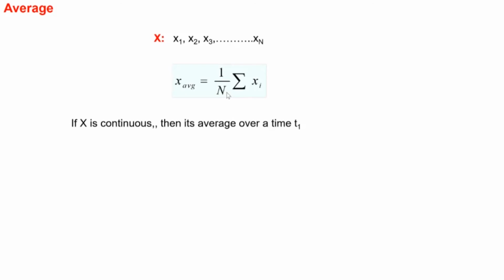If x were continuous, then its average over a certain time period t1 would be the integral, which is nothing but summation, divided over that time interval, 1 over t1, which will give you the average. So there's a direct parallel to this here, right? Here is a discrete variable, here is a continuous variable, so that's how you take the average.